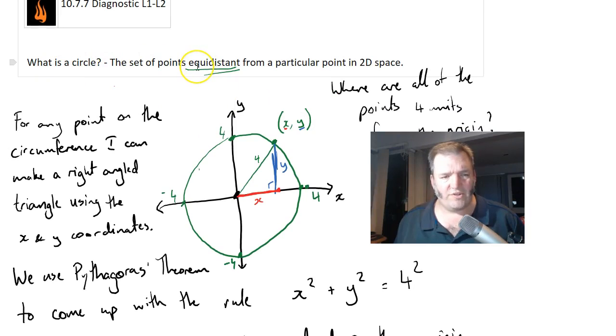How do we remember what a circle is? It's every point that's equidistant from a point in space. If that point was the origin, then this point here on the circumference, x y, would be made up of an x coordinate in red and a y coordinate in blue. If this radius is 4, then I could use Pythagoras to say x squared plus y squared equals 4 squared. And that will give me all of the points that are 4 units from the origin.